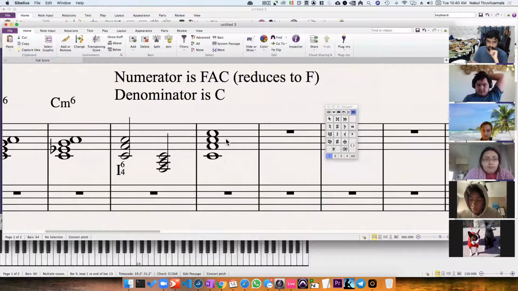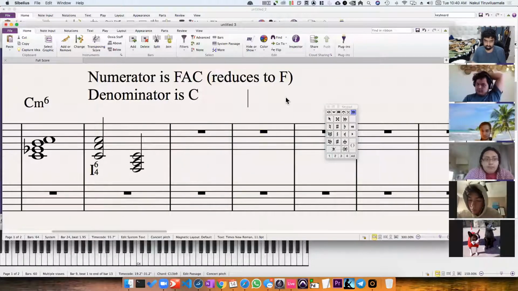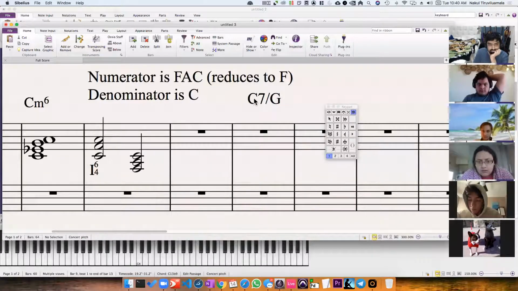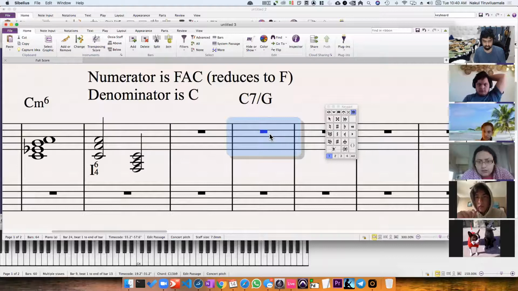So let's think of a more complicated example. What if we had this? C7 over G. What could that possibly be? Well, let's build the numerator chord first.